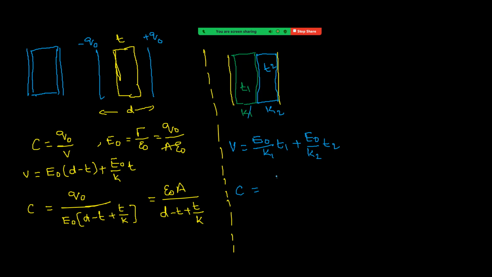Capacitance equal to epsilon naught A by T1 by K1 plus T2 by K2. Means if you are given a number of dielectrics filling the space like this, then this is a way of calculating capacitance. Right? Let us now focus on solving problems.